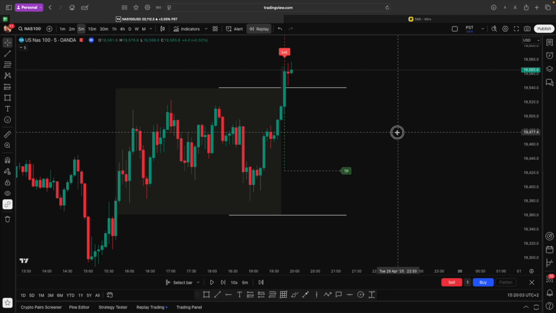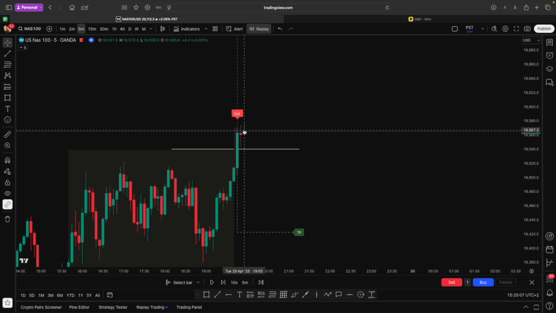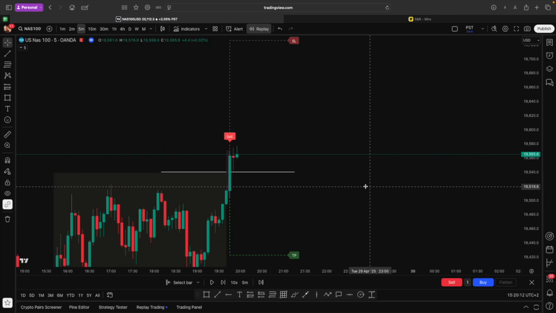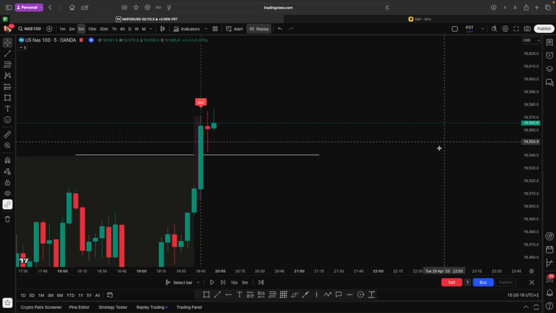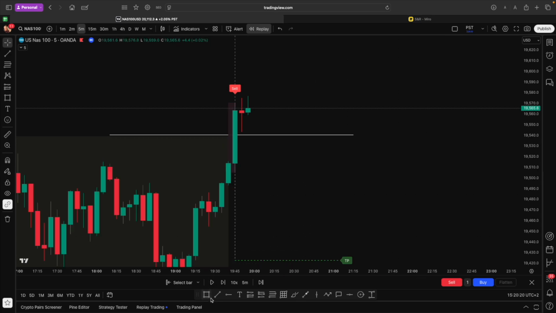Now we're waiting for the manipulation. There we go. So the indicator is telling us to sell. There we have our stop loss and our TP. And now we wait for a fair value gap to be created to enter our trade from.